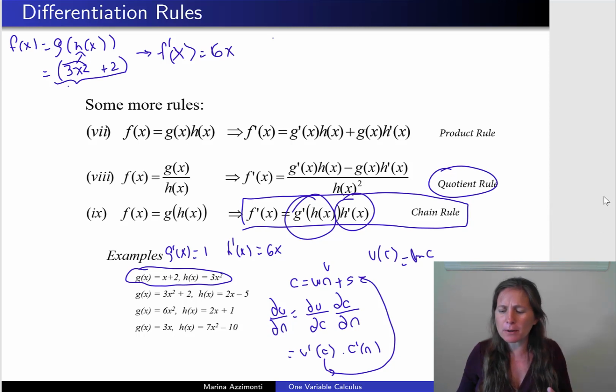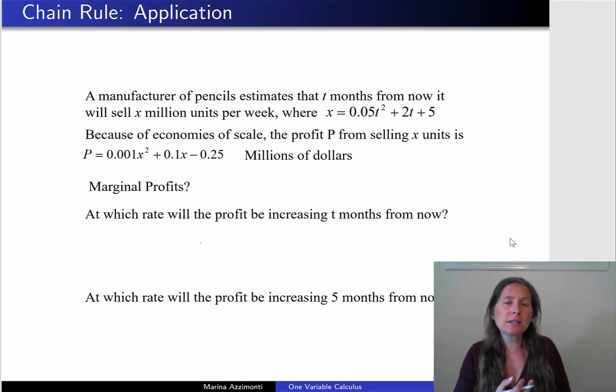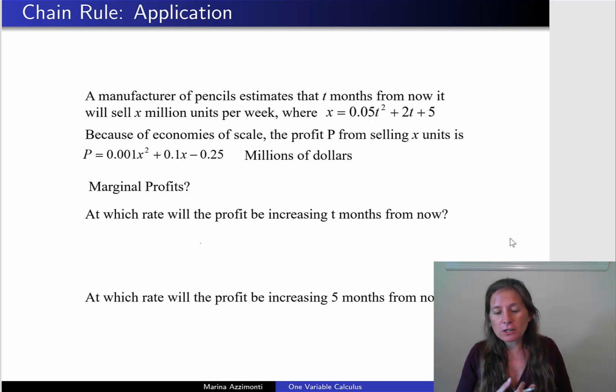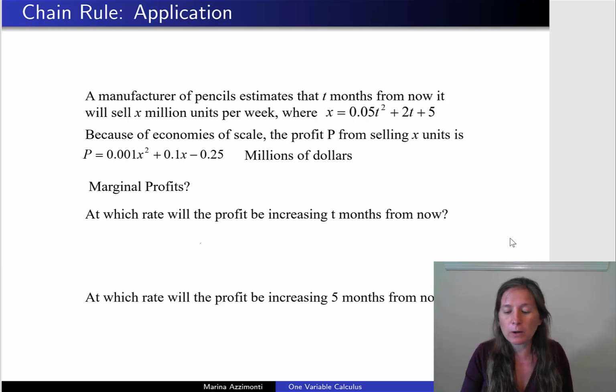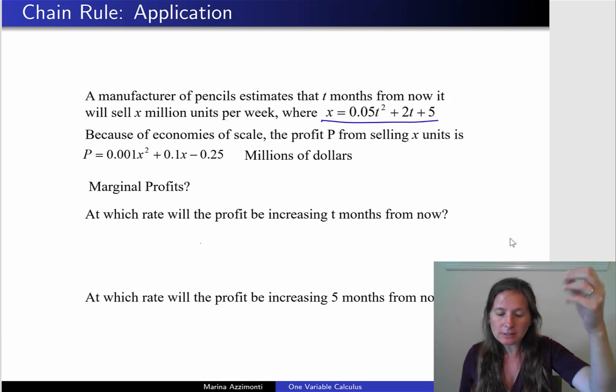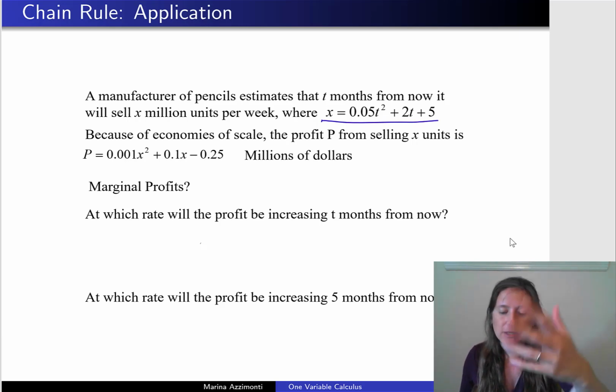We are going to see more examples when we do optimization. So now let's see an application of this chain rule, because it's going to become handy and it's going to help you fix ideas. So let's say a manufacturer of pencils estimates that T months from now it will sell X million units per week, where X can be summarized as this function of T. Remember, T is how much time, X is how much you're going to sell T months from now.